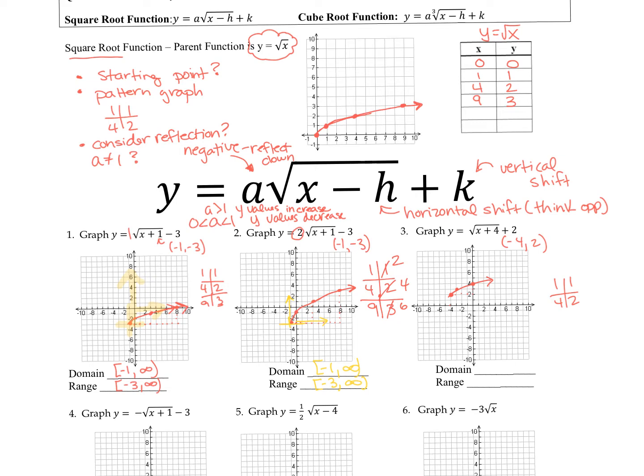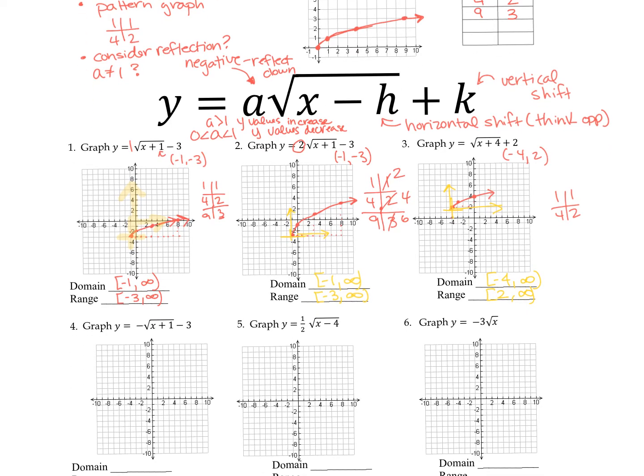In my third graph, my x values are starting at x equals -4 and going forever to the right. So then in this case, my domain starts at -4 and goes to infinity. And my range, my y values start at +2 and they're going up to infinity. So my range would be +2 to infinity. So let's take a look at the bottom 3 graphs.